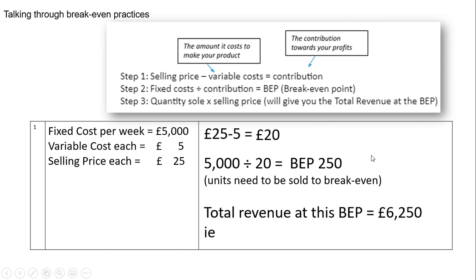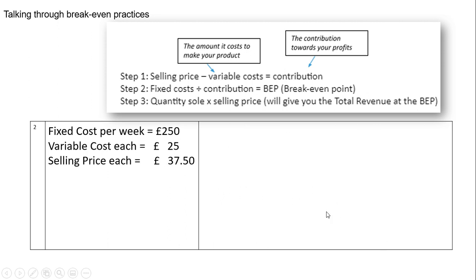Then what you do need to do in order to be able to plot this on a graph later on, you need to work out at break even, how much is this actually worth? So 250 times £25, which is the selling price. So it's the quantity sold, which is 250, multiplied by the selling price, and you get 6,250. Okay, so that's task 1.